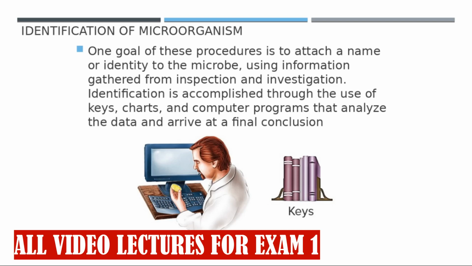The last one will be the identification. Okay, if we really want to know what bacteria we have, for example, if we take a sample from a patient and we want to know what bacteria is actually causing the disease, then we have to continue with identification. Again, for the identification, there are 3 methods: using phenotype, genotype, or immunological method. Again, we will study this identification method in chapter 17.